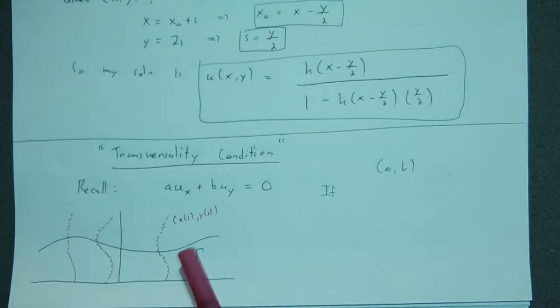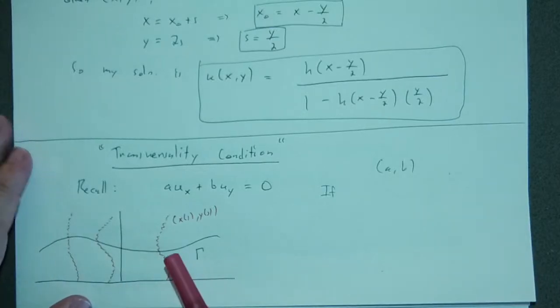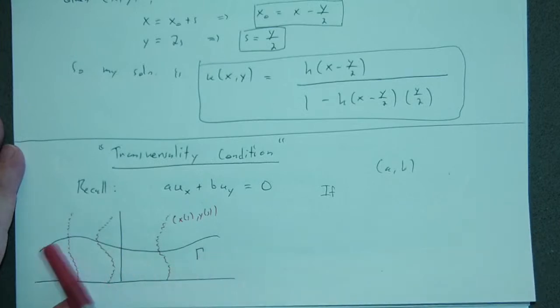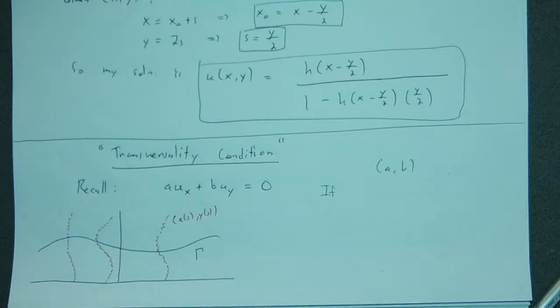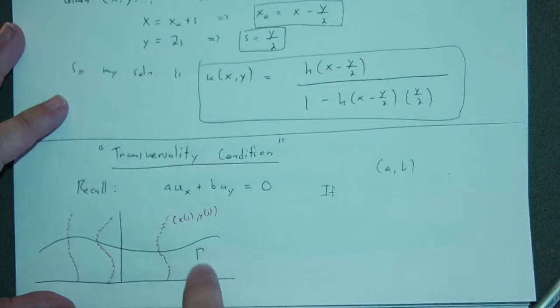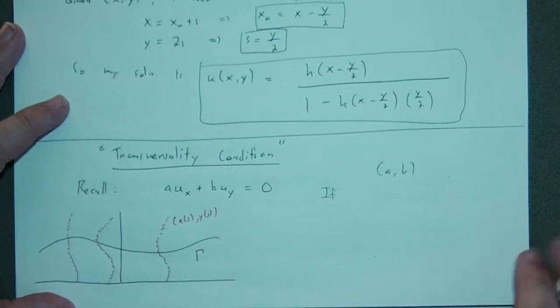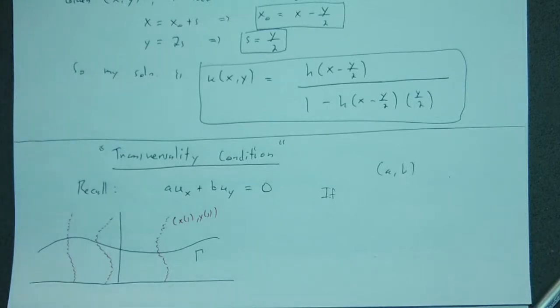Well, this data curve that I'm specifying the data along, I wanted it to be transverse to these, in the sense that it never lined up with these things. So I had a couple of requirements. One that's maybe a little bit more tricky to check: I wanted this gamma to intersect all of these characteristics. That was one of my requirements. So all the characteristics that I needed to fill out the entire plane.